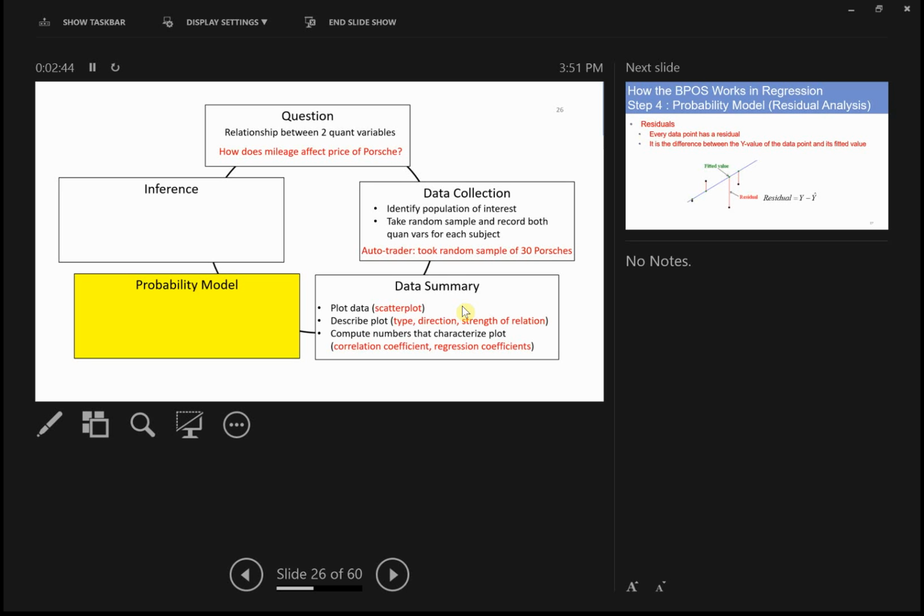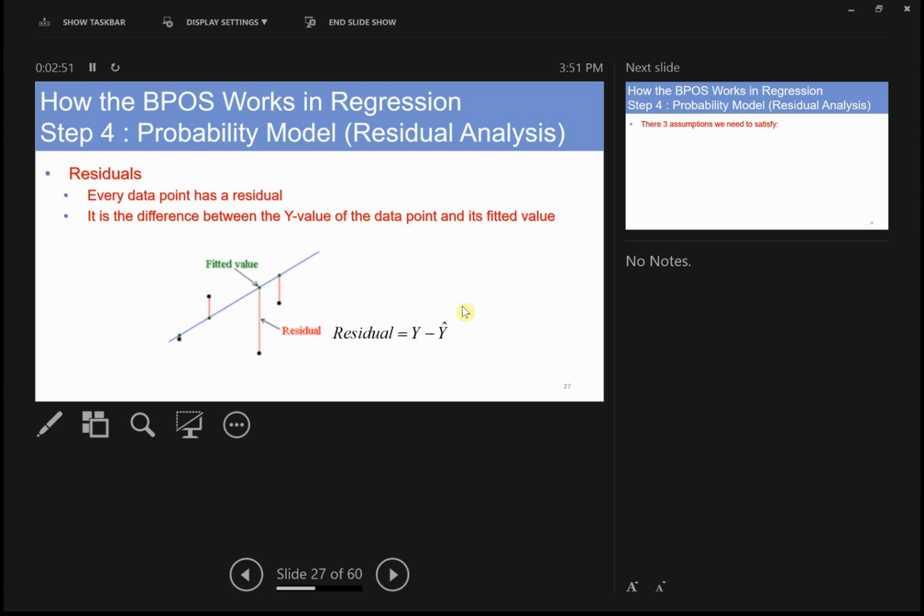And now we have to go to the probability model. This is always the hardest part by far, right? It turns out that the key to the probability model is understanding what a residual is. Every single data point has a residual, and the residual is the y value for the data value minus the fitted value on the line. It's kind of like the residue. It's what's left over, okay? Basically, if I wanted to write y, I could write y as y hat plus an error term, and that's the residual.